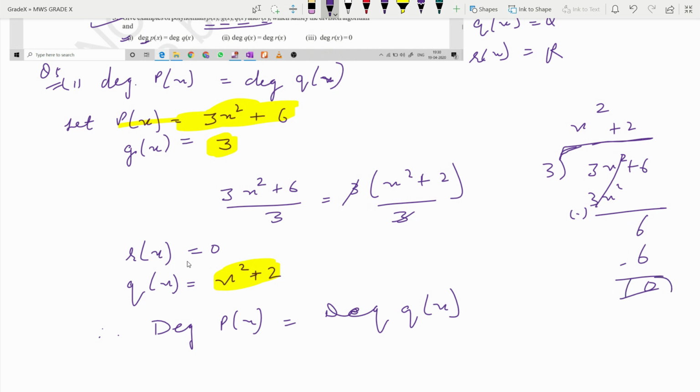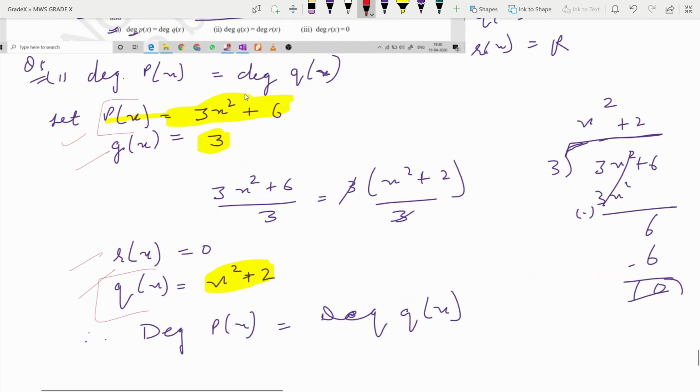So we can write remainder is 0, quotient is x square plus 2, dividend is this, and divisor is this. These are the examples. In these four, if you check the dividend and the quotient, you will get the degree of both algebraic expressions same. Here also the highest power is 2, here also the highest power is 2. So it is over.